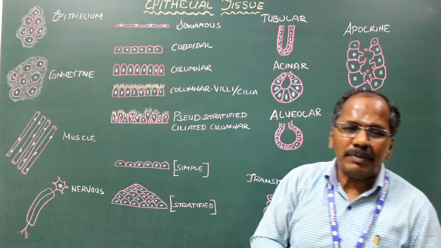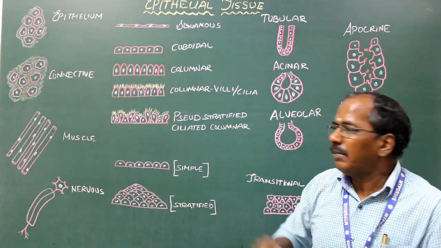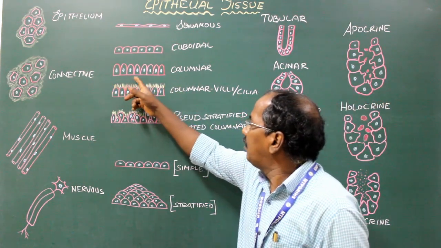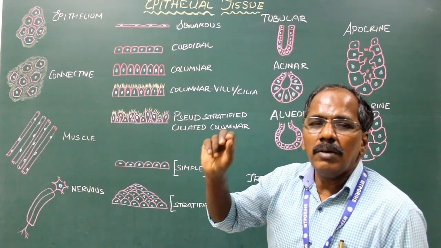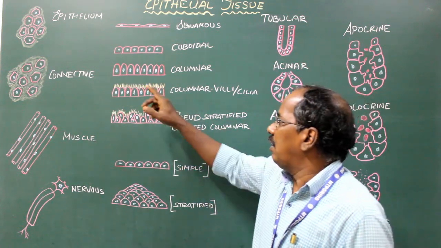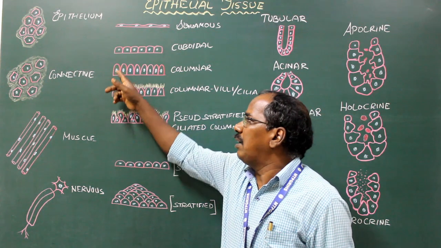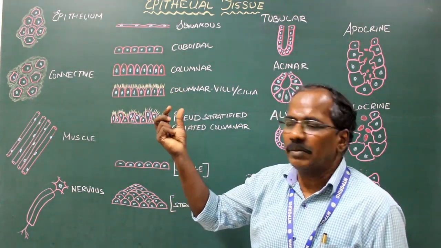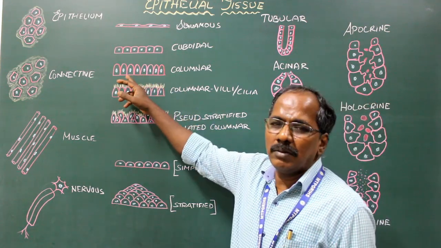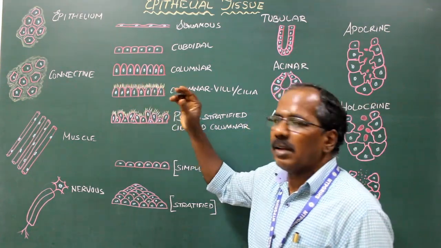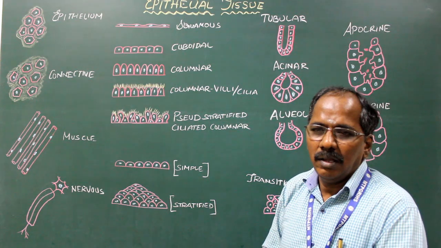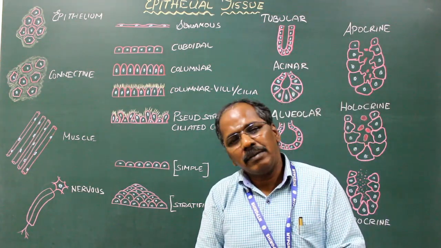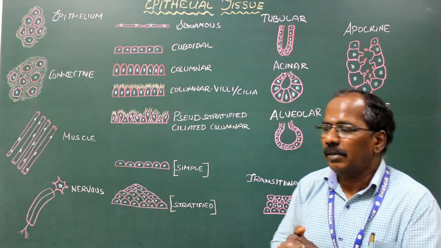Simple columnar epithelium consists of a single layer of columnar cells, that is, the height of the cell is larger when compared to the width of the cell, that is the breadth of the cell. So they are the columnar cells. It consists of a single layer arranged on the basement membrane. Example: stomach and large intestine.